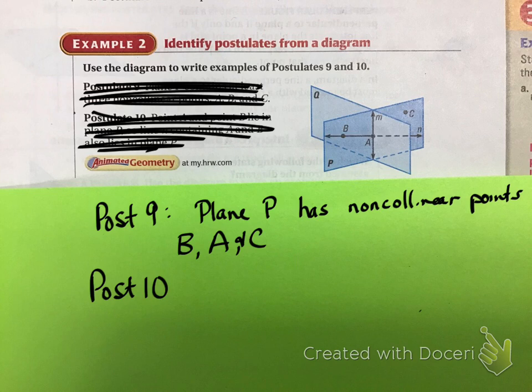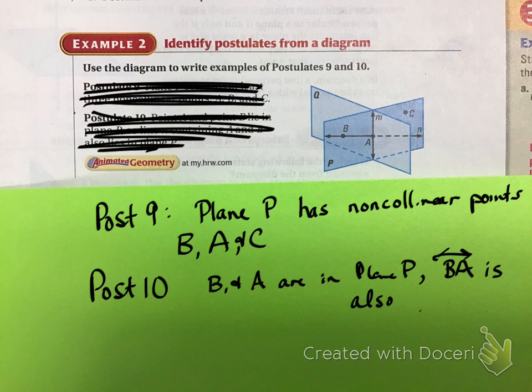So we can say B and A are in plane P. Line BA is also in plane P. Just something like that, just showing that we understand and know how to use these properties and postulates. We're getting ready to get to a section called proofs, where we're going to use lots of logic to show that one thought leads to another.